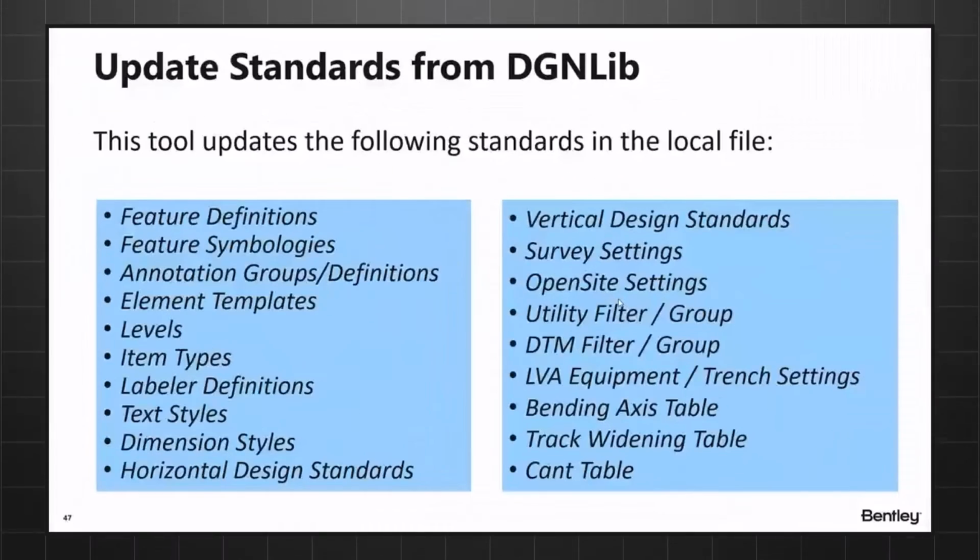One of the things that's nice to know is what changes when you do that, what actually gets updated. So here is a definitive list for you that tells you everything that gets updated when you apply the update standards from DGN Live. Now, I'm not going to read them all, but you can just see feature definitions, element templates, text styles, design standards, survey settings, filter groups, cant tables. So there's a definitive list right there. All of those will get updated if you apply the update standards from DGN Live.